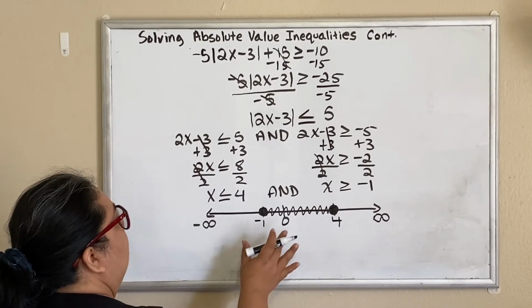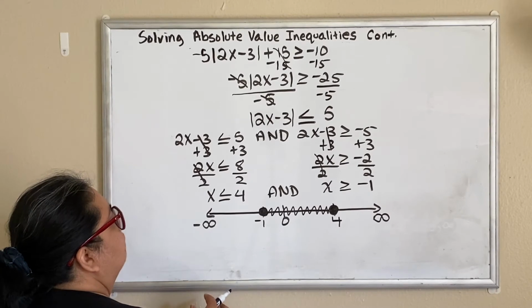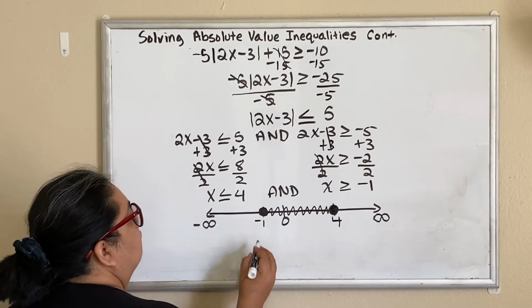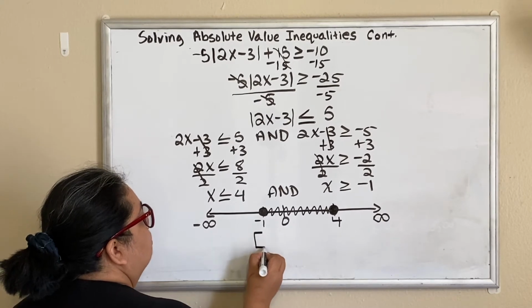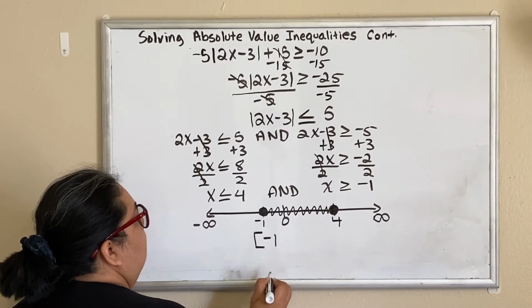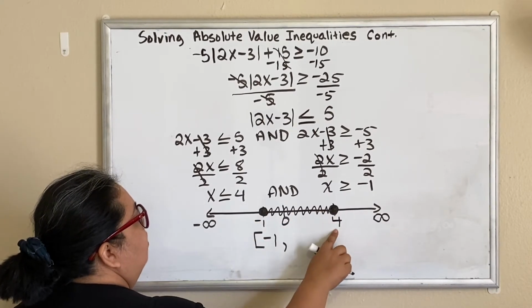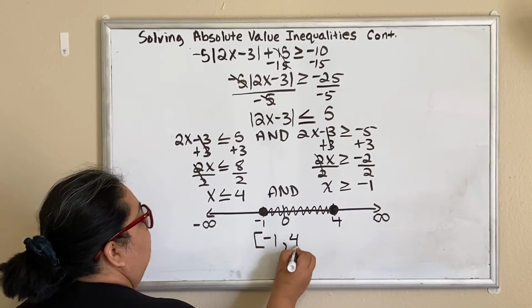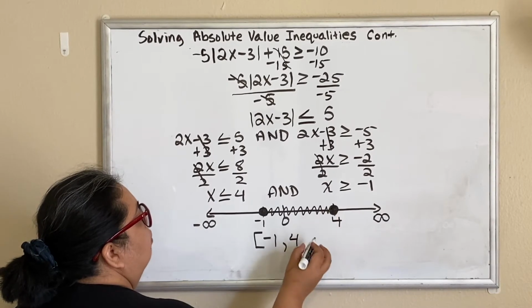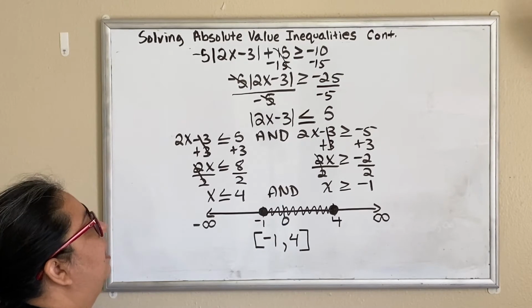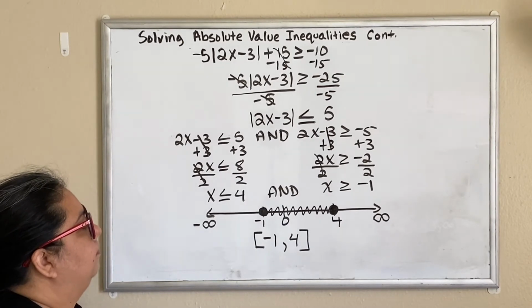So now we can write our solution in interval notation. We're starting at -1 and it's closed. Since it's closed, we use a bracket and we're starting at -1, comma, we shade until we get to 4. So our second value is 4. We're closed at 4, so we use a bracket. And that is our first example.